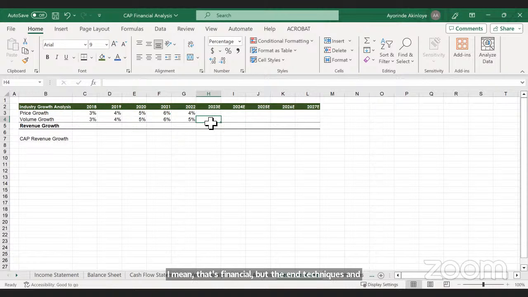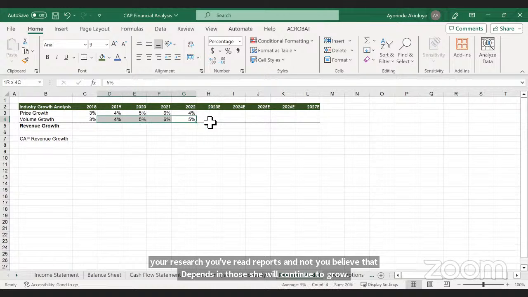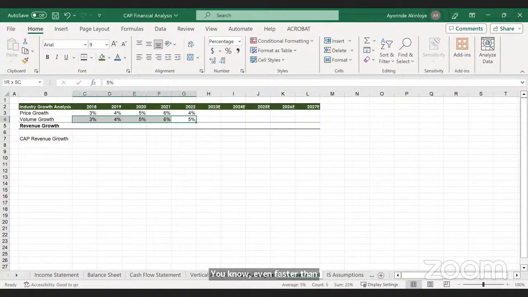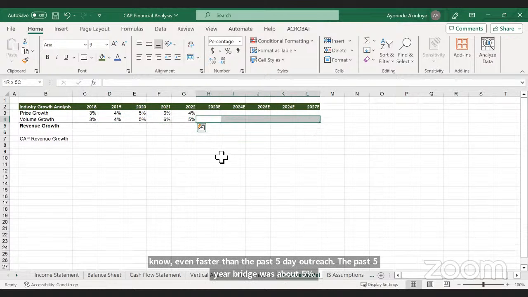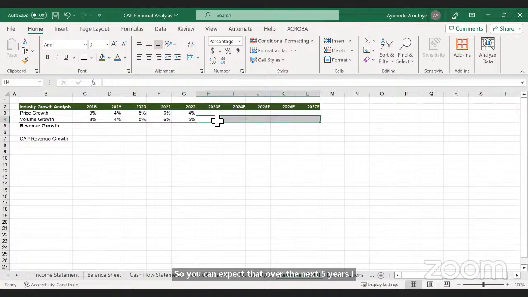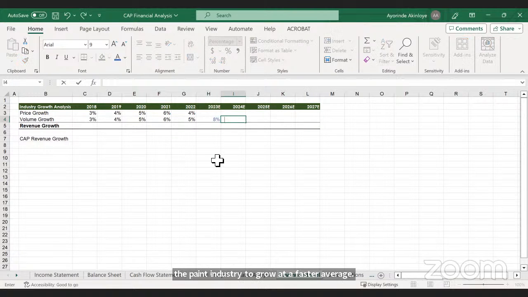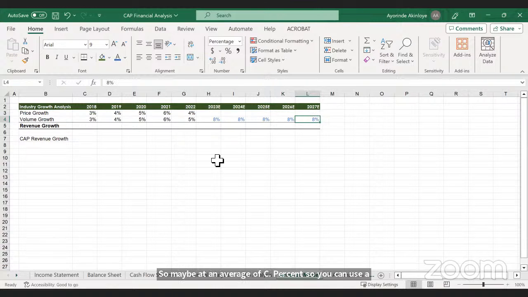So based on your discussion and your research, you've read reports and all, you believe that the paint industry will continue to grow, even faster than the past 5-year average. The past 5-year average was about 5%. So over the next 5 years, I expect the paint industry to grow at a faster average, so maybe at an average of, say, 8%.